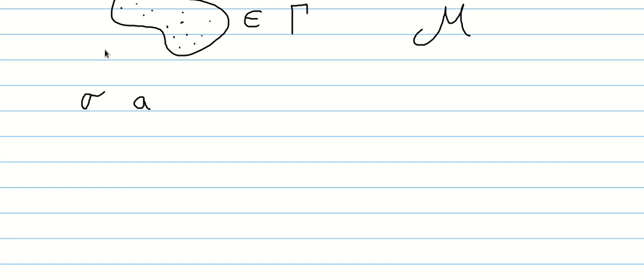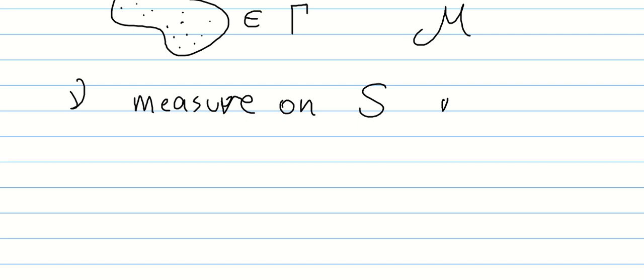Sigma is going to be terrible. Let's use nu, maybe. So nu is a measure on S, which is sigma finite. We don't want to call it sigma because sigma being sigma finite is a bit ugly. So we have a measure on S that's sigma finite, and we call this the intensity.